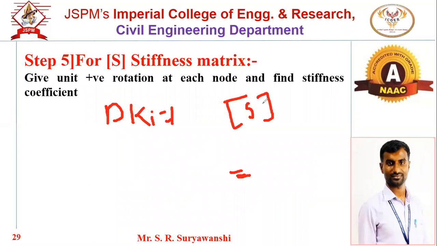1 by 1, correct. 1 by 1 means ultimately we have to find out only one element. Yes, only one we have to find out in this stiffness matrix. And how to get that element?